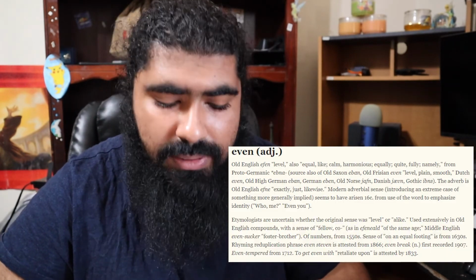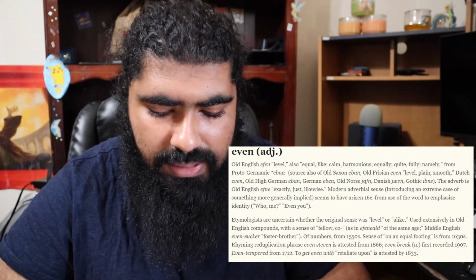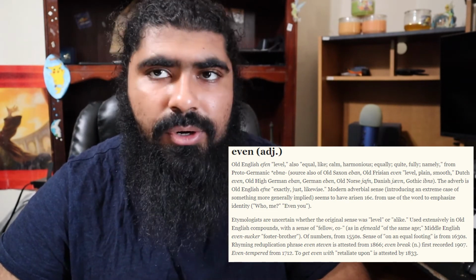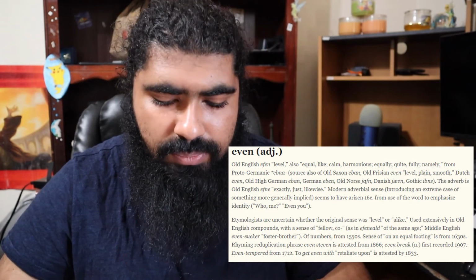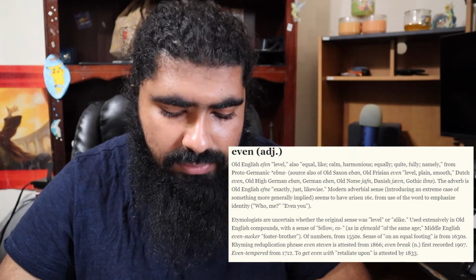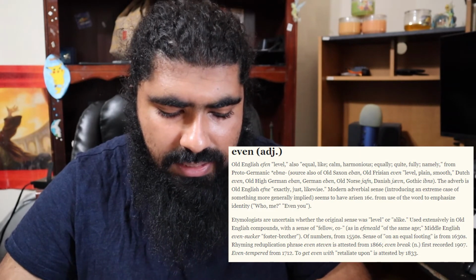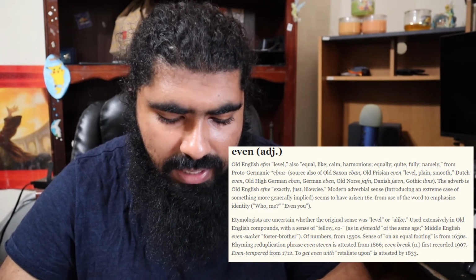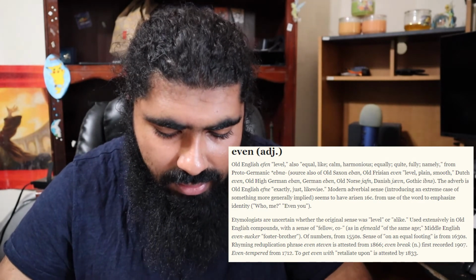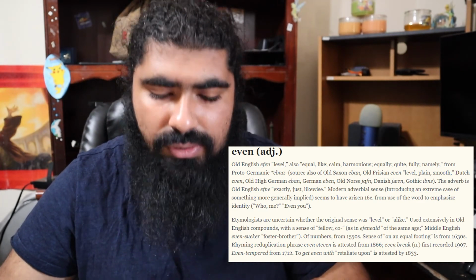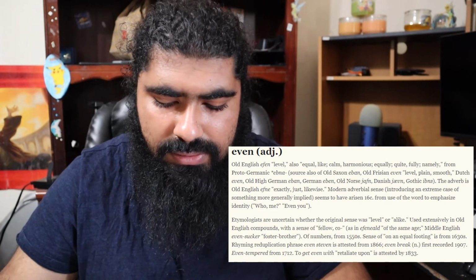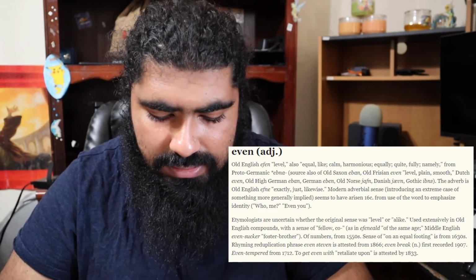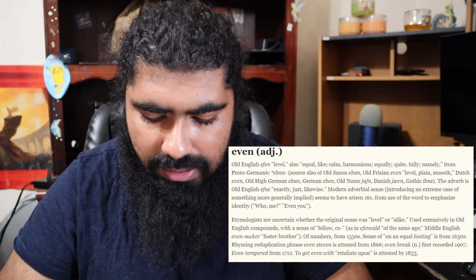And even numbers have a very similar history, with even coming from the Old English efen, meaning level, equal, like, calm, or harmonious, as well as equally, quite, fully, or namely, as well as the Proto-Germanic ebnaz, meaning level, plain, or smooth, as well as the Dutch even, Old High German eban, and Old Norse jafn, basically all meaning exactly, just, or likewise. However, a lot of etymologists are uncertain if the original sense meant level or alike, used extensively in Old English compounds as well.